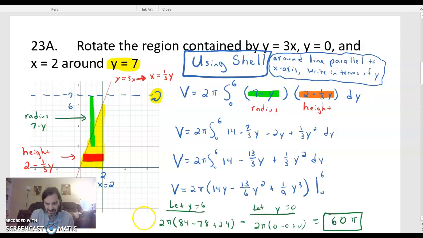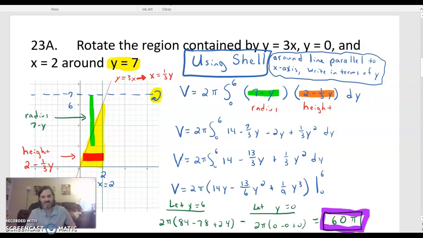And then when I plug in 6 for y, I get 2 pi times, it looks like about 60 when I evaluate it. And when I plug in 0, I get 0. So once again, using a different method, as long as I do it correctly, I still get a volume of 60 pi. Alright.